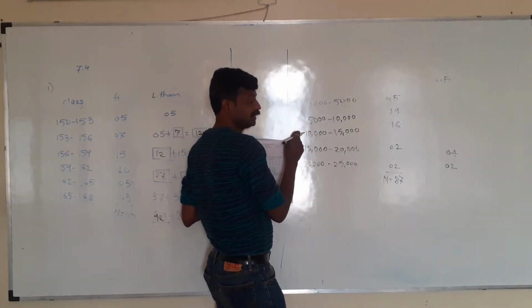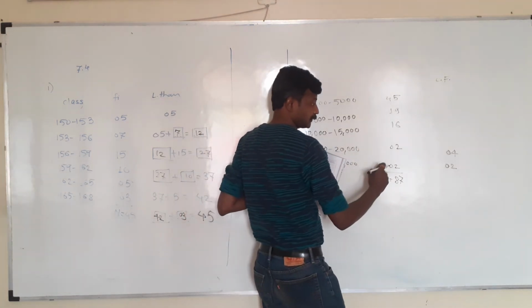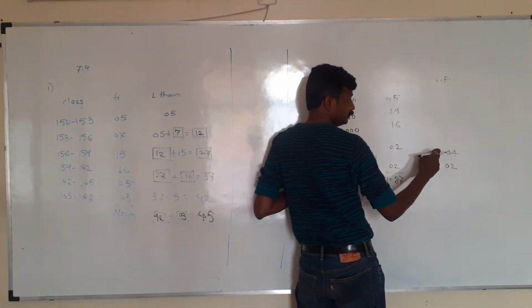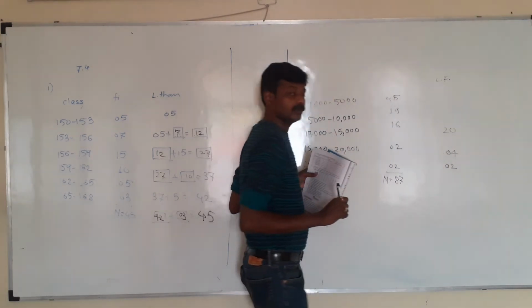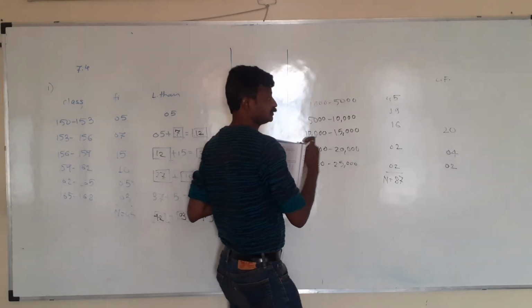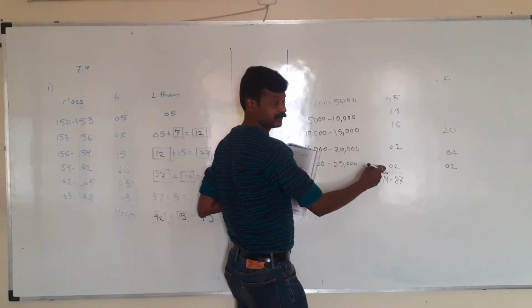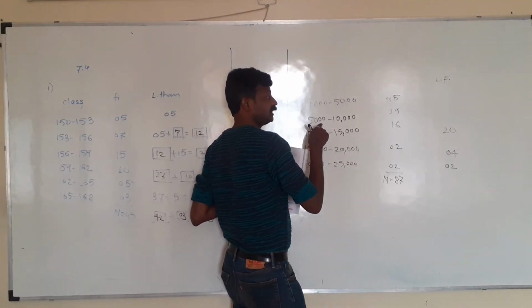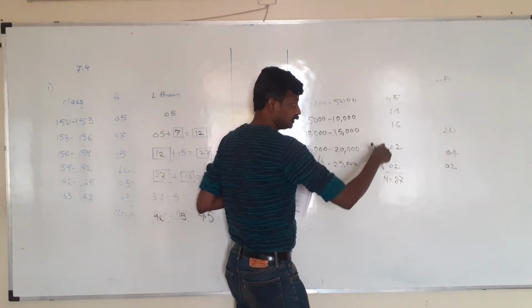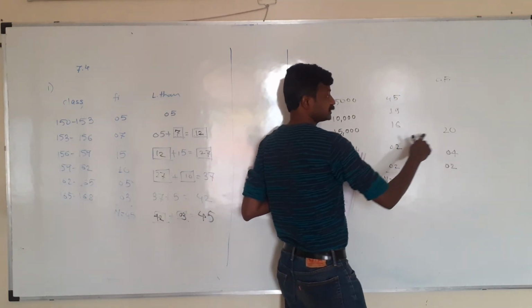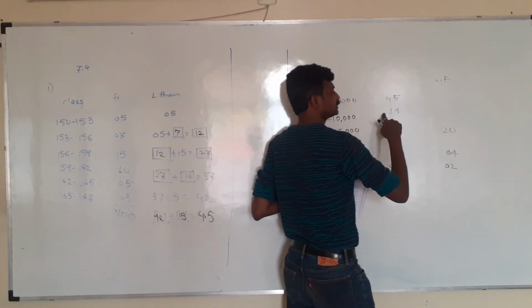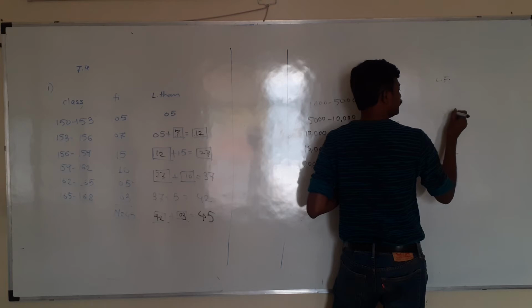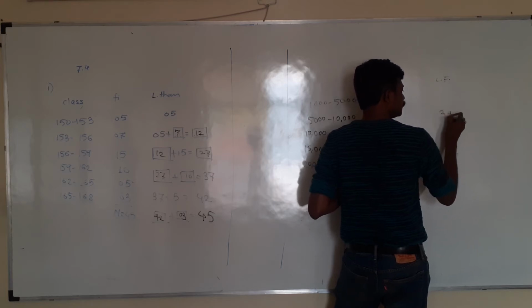Cumulative frequency more than 10,000 is the addition of all three. The addition of these two is already 4. 4 plus 16 gives us 20. Cumulative frequency more than 10,000 will be 20. Cumulative frequency more than 5,000 is the addition of all four frequencies. Till here the addition is 20, and 20 plus the frequency of this class, 19, gives 39.